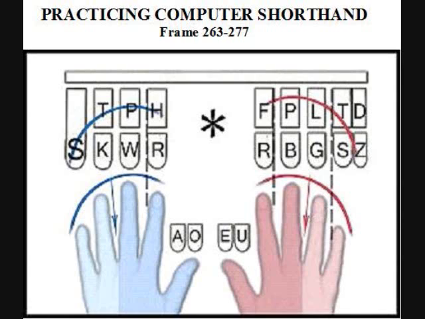Okay, frame 272 is the prefix BE. Okay. Become. Begin. Belong. Berate. Bestow.